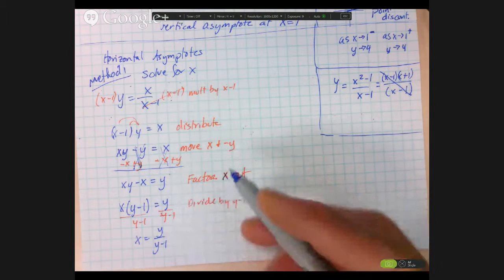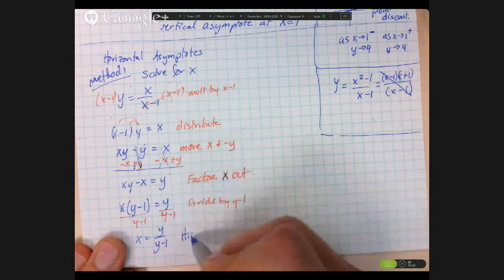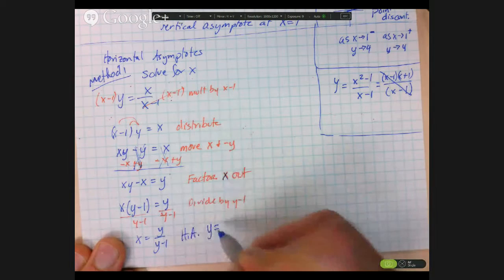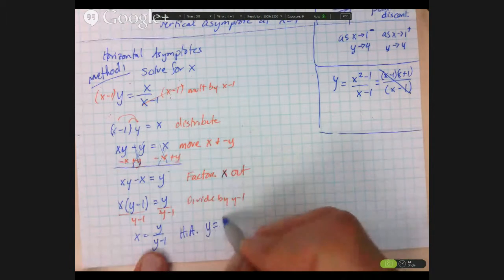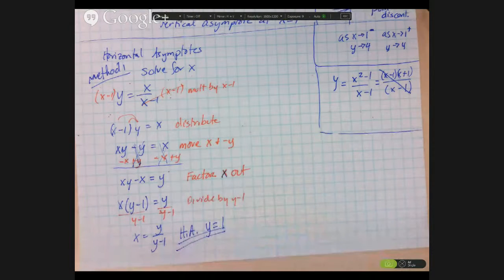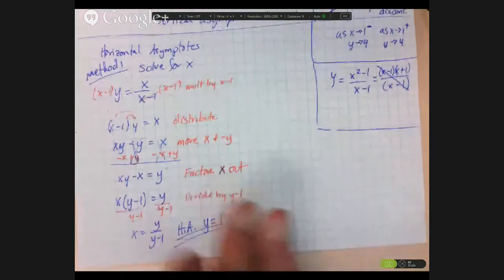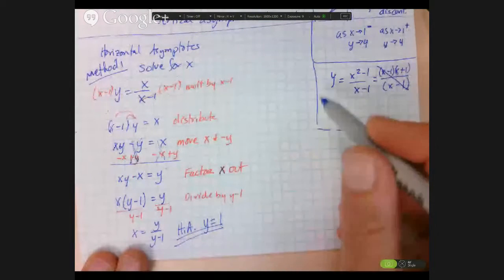What is the horizontal asymptote? Y equals 1. Now that's a guarantee. Put a rubber stamp on it. Bam. Works every time, as long as you can solve for x. All right, there's another method that I think is easier.